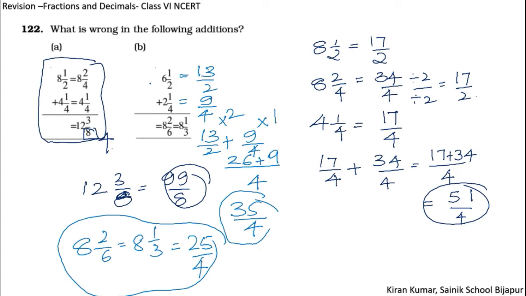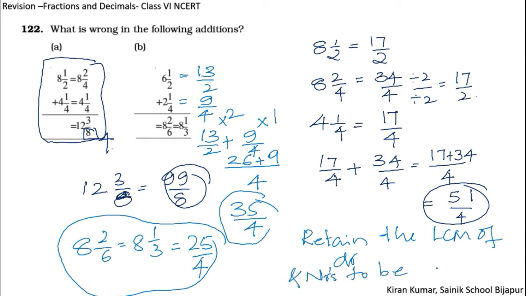Therefore, the mistake is we must retain the LCM of the denominators and the numerators are to be added up. This is what is to be done.